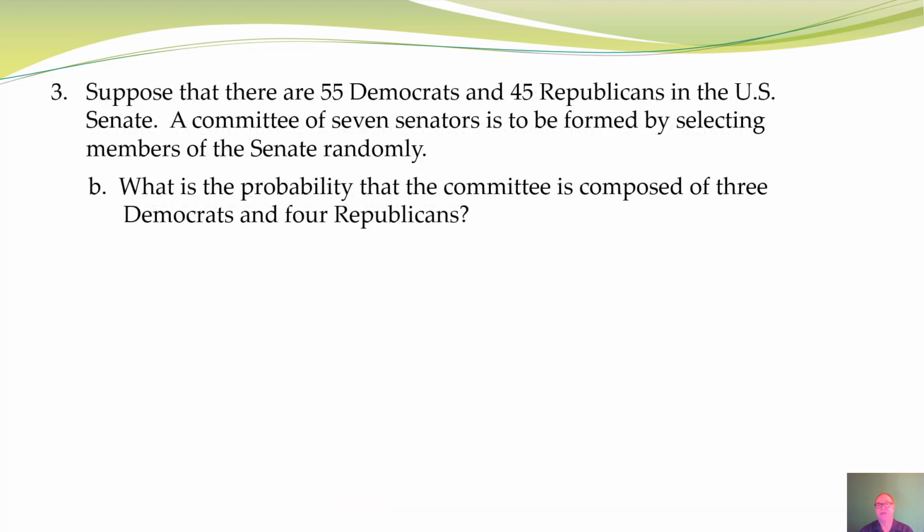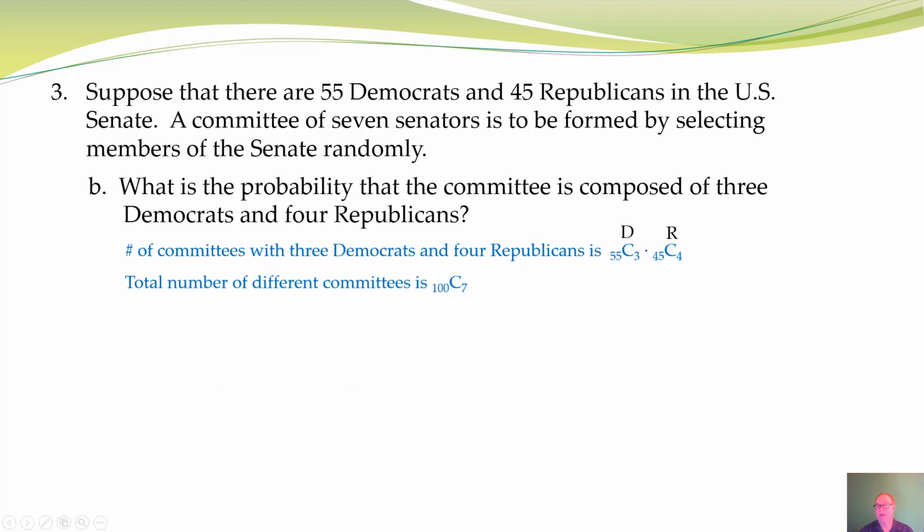Now, question C. It came up as B again, but it should be question C. What is the probability the committee is composed of 3 Democrats and 4 Republicans? This time, the number of committees with 3 Democrats and 4 Republicans is, for the Democrats, 55 combination 3, because I want 3 Democrats, times 45 combination 4, because I want 4 Republicans. The total number of different committees is still 100 combination 7.